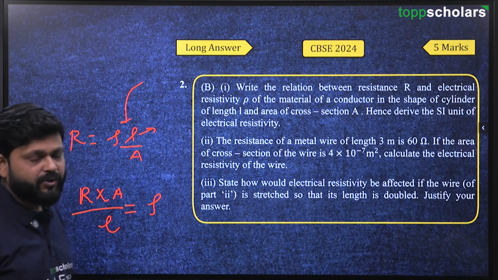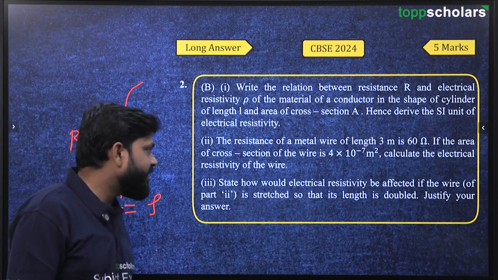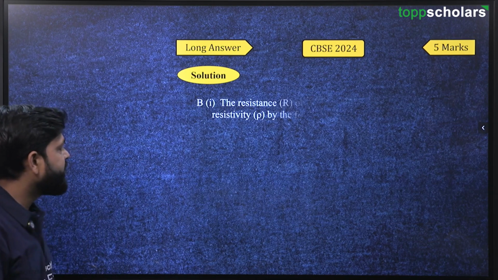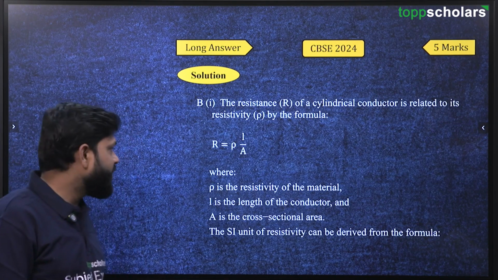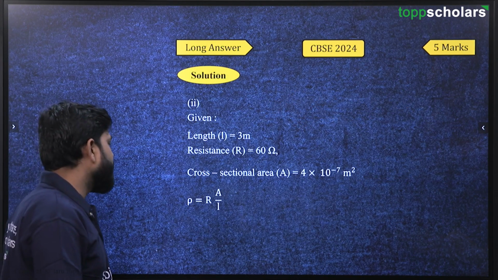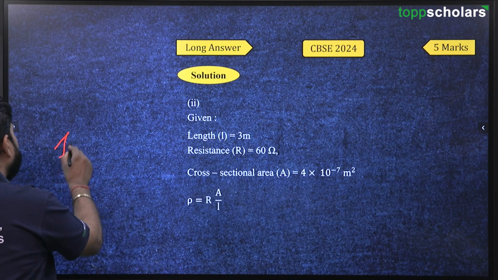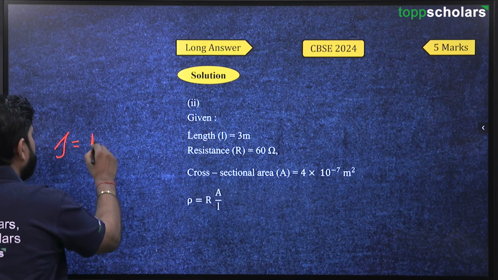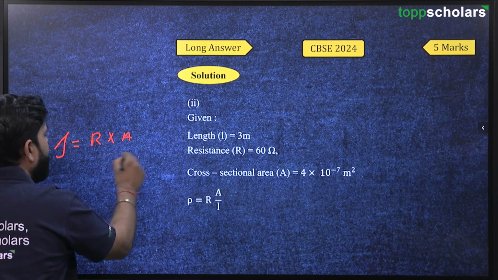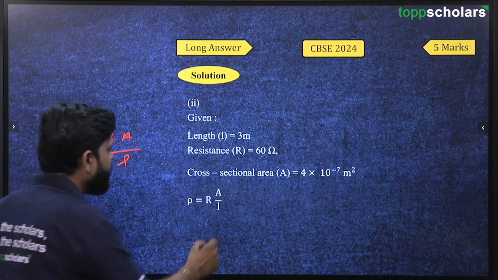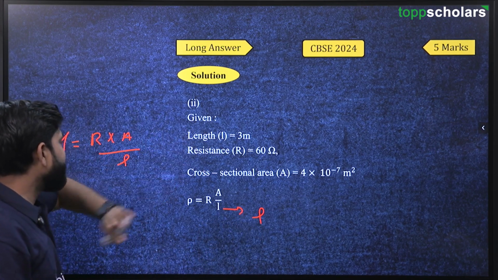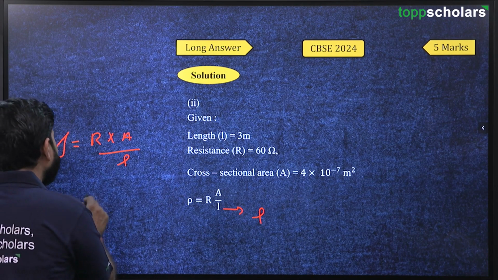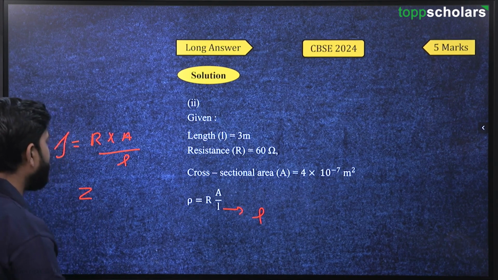So you need to find rho here, and we can easily find rho. We have the formula R equals rho L upon A, so rho will be equal to R into A upon L. This is not 1, guys, this is L. Now the length has been given to you and the resistance also.